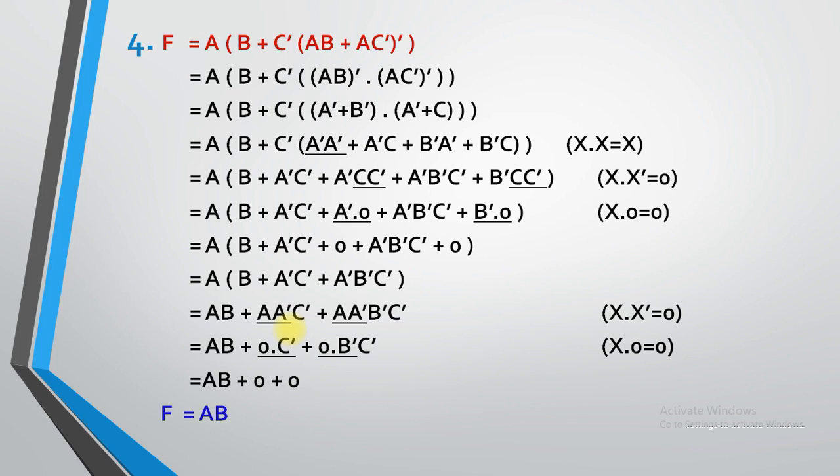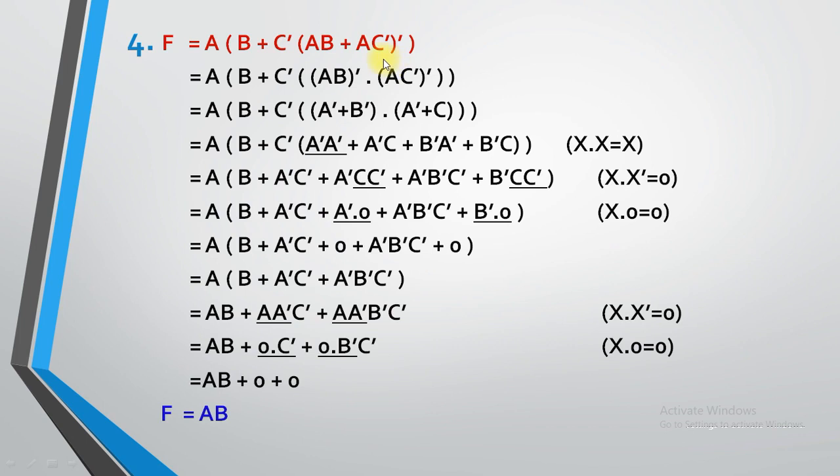Now the fourth sum is F equals A into bracket B plus C dash, AB plus AC dash into bracket whole dash, and bracket over. Now see, always try to open the bracket first. The internal bracket you need to open first, and the outer layer you need to keep as it is. See over here, A I have taken as it is, B I have taken as it is. So try to solve the internal bracket first.